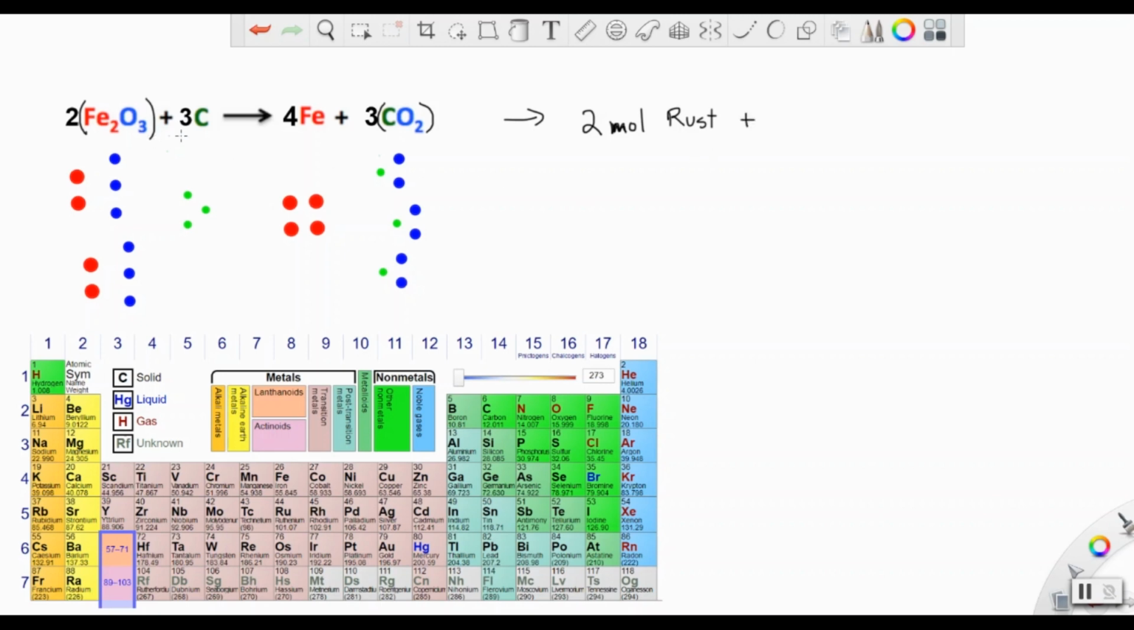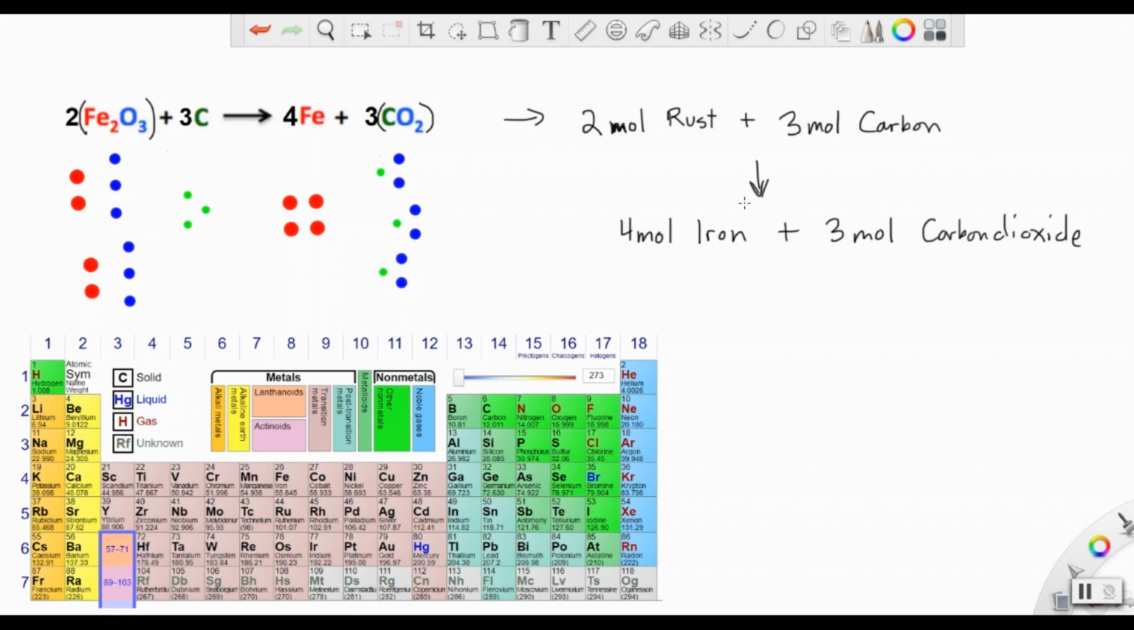plus 3 moles of carbon, plus a little bit of energy, can produce 4 moles of iron plus 3 moles of carbon dioxide. And so if you can get atoms to work this way, you can get moles to work this way.